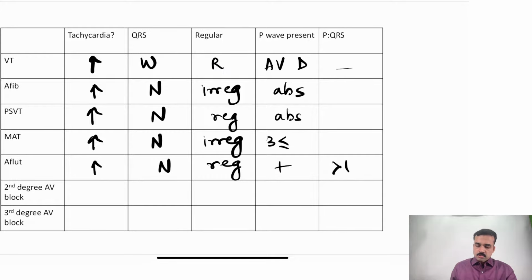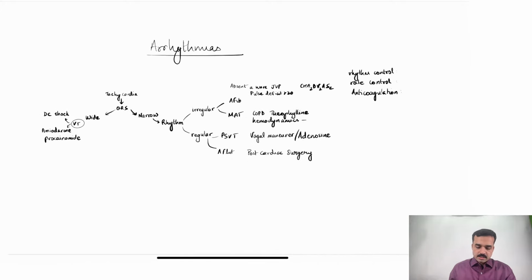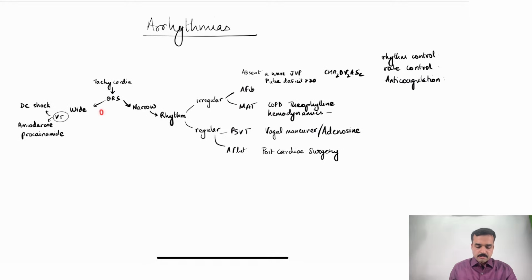Okay, so right, just a revision. Tachycardia, QRS is wide. Think of ventricular tachycardia. Questions would be about treatment. Hemodynamically unstable, DC shock. Stable, can go with amiodarone or procainamide, especially if it is post-MI.